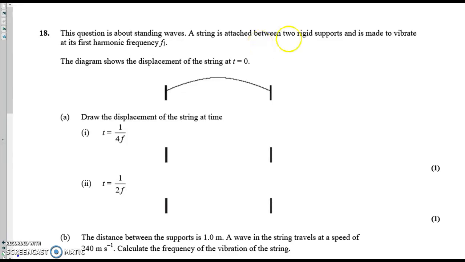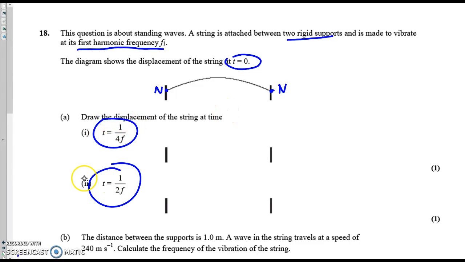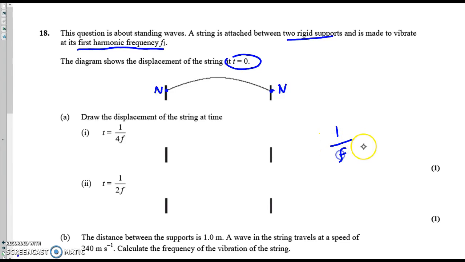A string is attached between two rigid supports. That means that these supports can't move, so we have nodes. It's made to vibrate at the first harmonic frequency. Here is the string at t equals 0. Here are all the displacements for every particle along the string, like that. Draw the displacement at t equals 1 over 4f and 1 over 2f. What are they saying? Well, 1 over f, we know, is the period. So this is really like saying the period over 4. And this is like saying the period over 2.